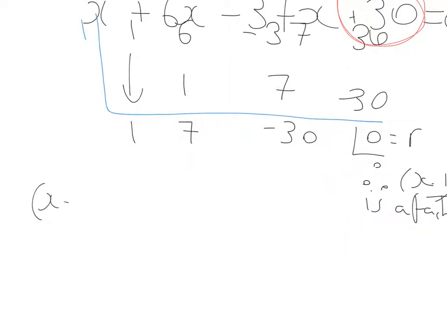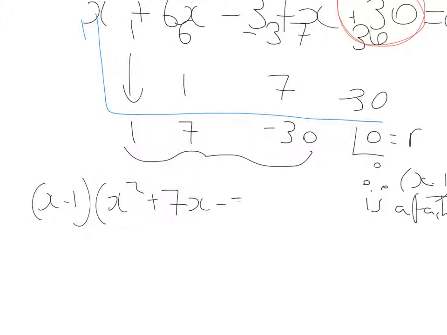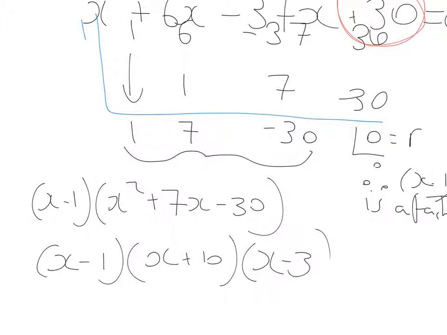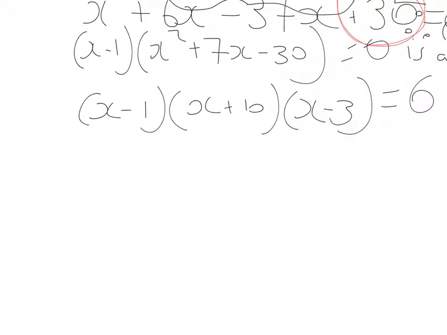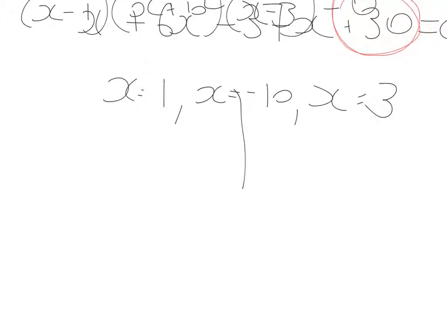So that gives me the bracket x minus 1. And I get a quadratic coming out of this one, so it's going to be x squared plus 7x minus 30. So two numbers that multiply together give minus 30, add together gives 7, that's 10 and minus 3. Remember that this thing is equal to 0, because I brought everything across to make it equal to 0. And that will give me x equals 1, x equals minus 10, and x equals 3. And that's the final result.